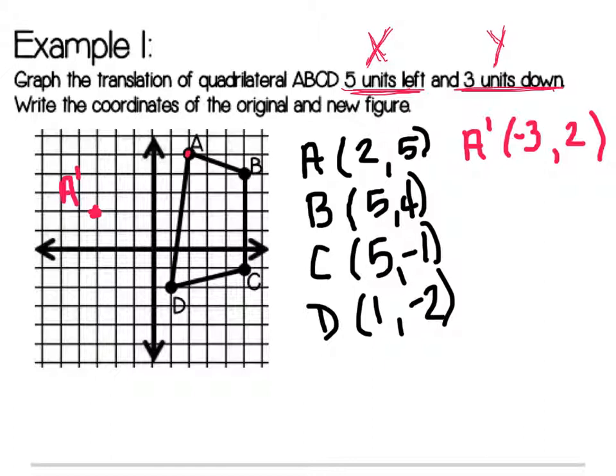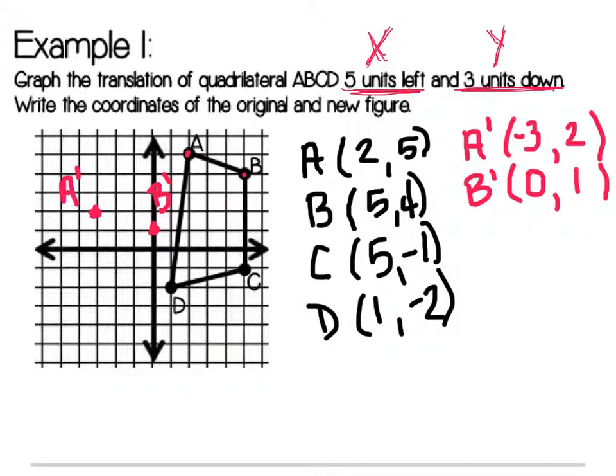We're going to do the next one with point B. We're moving 5 units left and 3 units down, so put your pencil on point B. We're going to go 5 spaces to the left, 1, 2, 3, 4, 5, and down 3, 1, 2, 3. Put a dot here. And we're going to label this B prime, or the image of B. The image of B is 5 units left and 3 units down, so we can subtract 5 from our x value. 5 minus 5 would be 0. And then our y value, we're subtracting 3 because we moved down 3. So 4 minus 3 is 1. The image of B is at 0, 1.